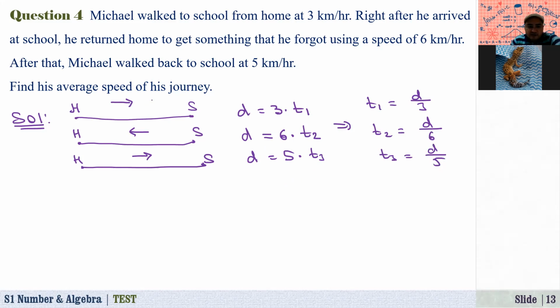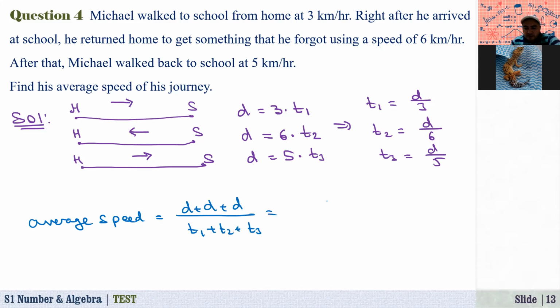And by definition, what is the average speed of his journey? His journey means the total journey. We write the average speed for the whole journey will be equal to total distance traveled, which is D plus D plus D, over total time taken, which is T1 plus T2 plus T3. Now if you simplify, the numerator is 3D over the denominator. D is a common factor, so I can keep it outside the parentheses. Here we have 1 over 3 plus 1 over 6 plus 1 over 5.